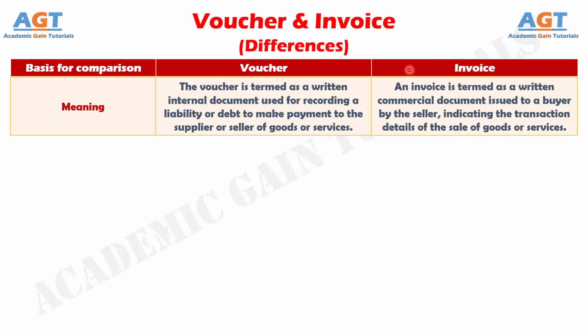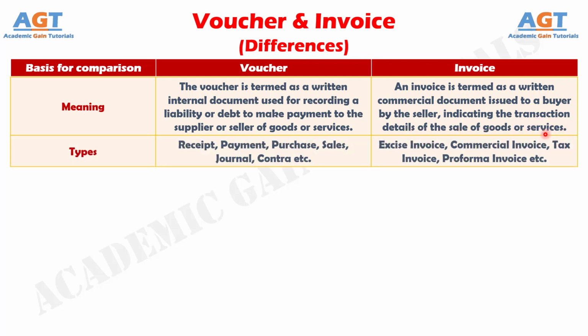Difference number 1. The voucher is termed as a written internal document used for recording a liability or debt to make payment to the supplier or seller of goods or services, whereas an invoice is termed as a written commercial document issued to a buyer by the seller, indicating the transaction details of the sale of goods or services.